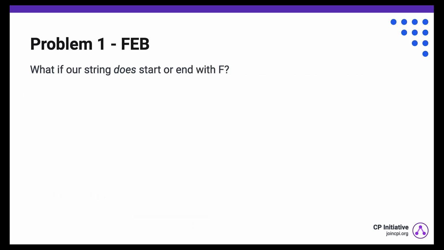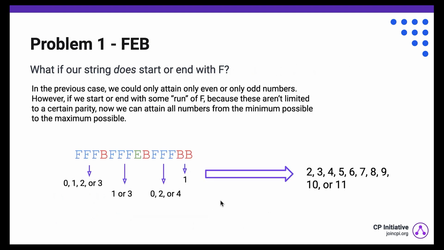However, there's still the case where our string does start or end with F. In the previous case, we could only return even or odd numbers. But if we start or end with some run of F's, because these aren't limited to a certain parity, we can attain all numbers from the min to the max, because we can just add 1 to the parity we were limited to previously. So for the previous example, if we add another 3 F's to the top, then we can obtain everything from 2 to 11.